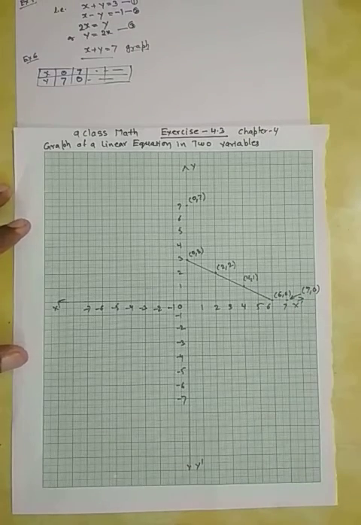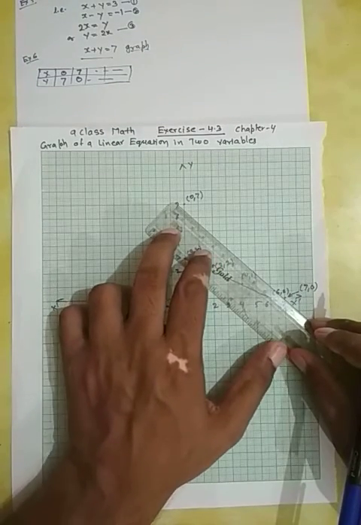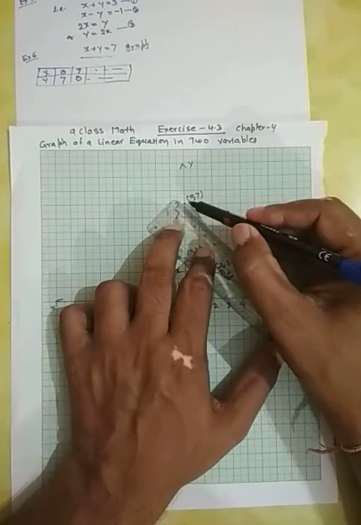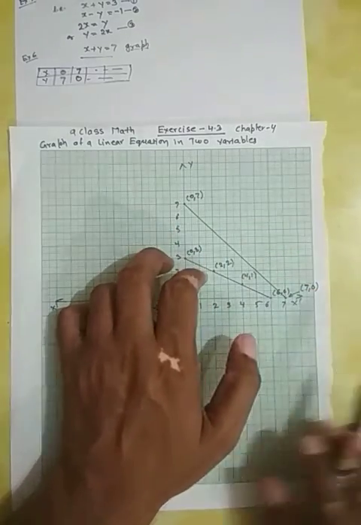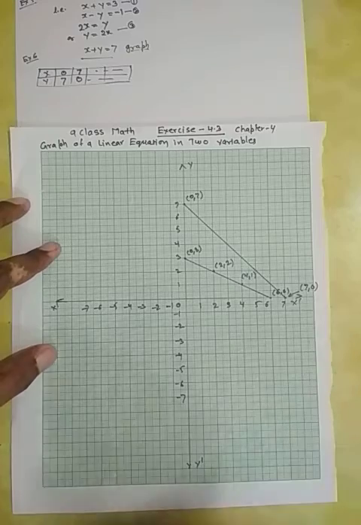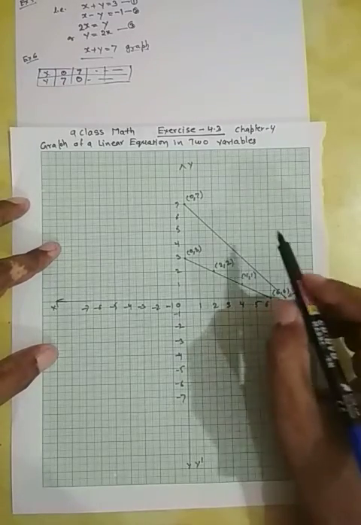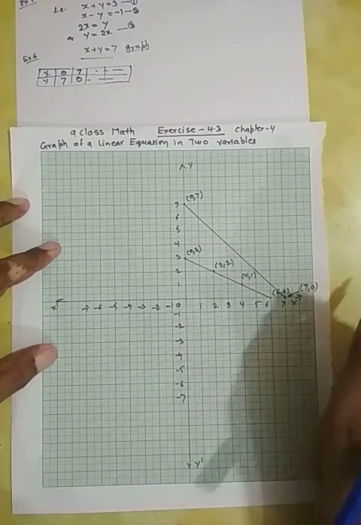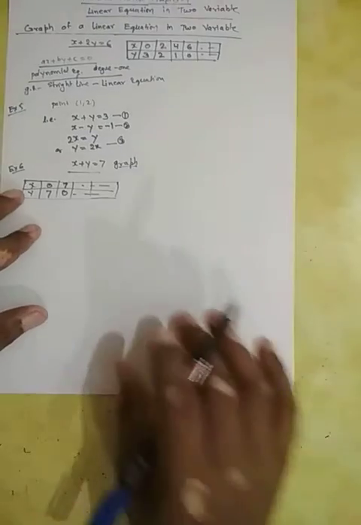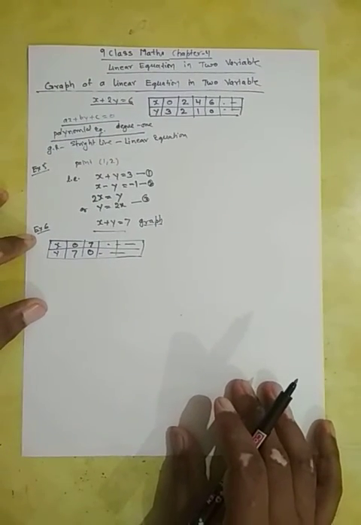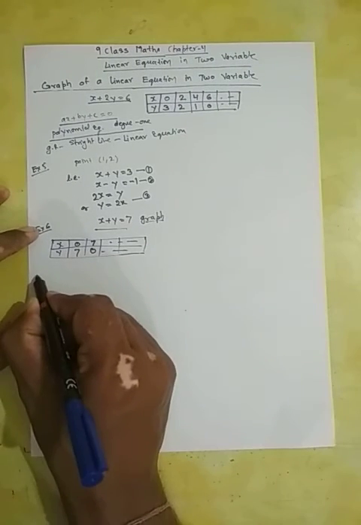Then we join these points and find a straight line. This straight line represents x plus y equal to 7. Now we take another example. Example number 7.